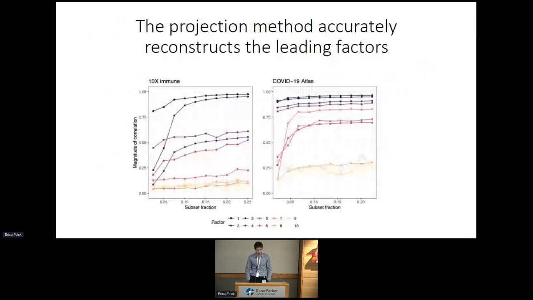Here I'm just showing that if all you want is the dominant factors, then the projection method is quite an accurate approach. As you increase the subset fraction, the projection method is better able to reconstruct the dominant factors in the data.